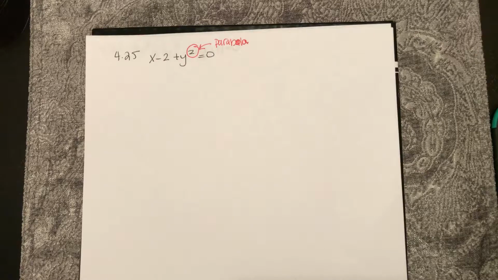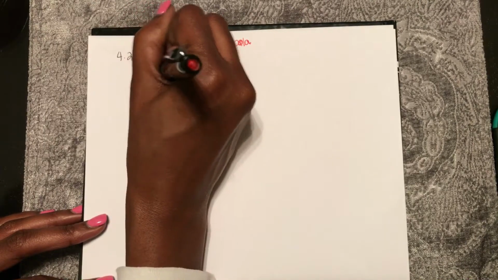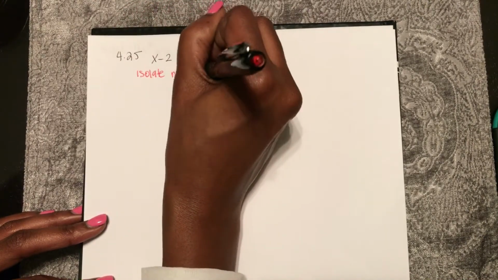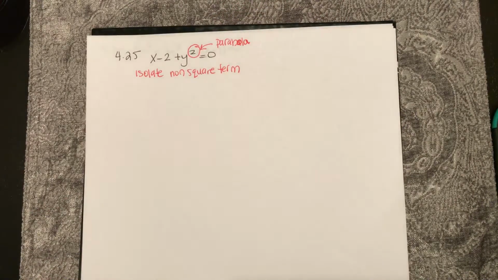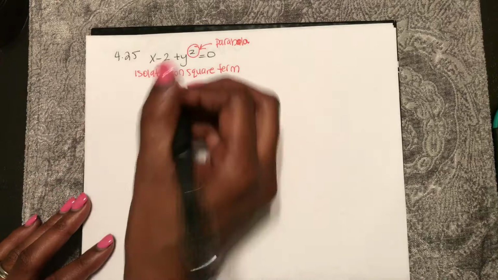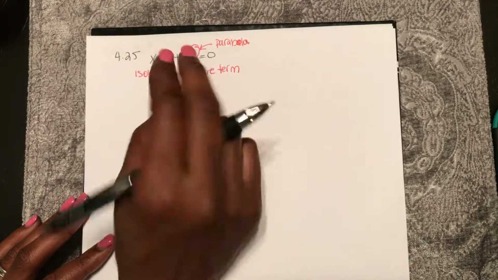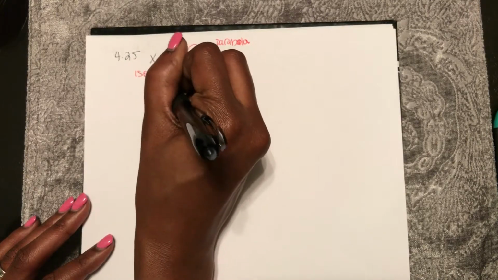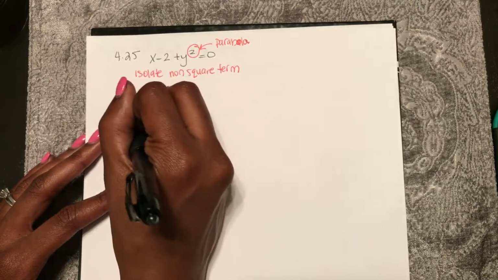So once I have decided that, I need to isolate the non-square term. In this case, that is x. So to isolate x, I'm going to move both of these terms to the other side. X equals 2 minus y squared. So now that I have isolated my non-square term, I can make a table.